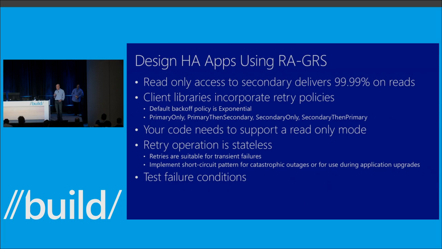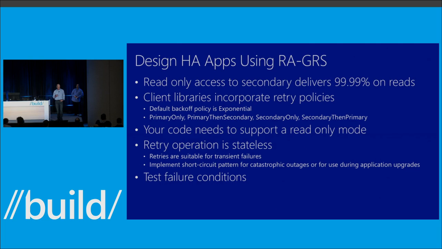So the retry operation is stateless. It does mean that one thing you have to think about for catastrophic outages where you may lose the primary region, or if you're doing an application upgrade, which is a very common scenario, you might want to do 2 things. One, have your application work in a read-only mode, so at least some functionality is still available. But secondly, what you don't want to do is have every single operation try on the primary first, then switch to the secondary. So there's a pattern called short-circuiting, which is worth taking a look at. And I'll walk you through an implementation of that shortly.